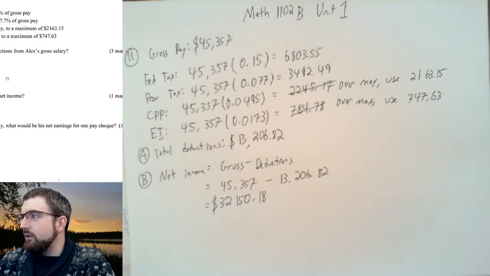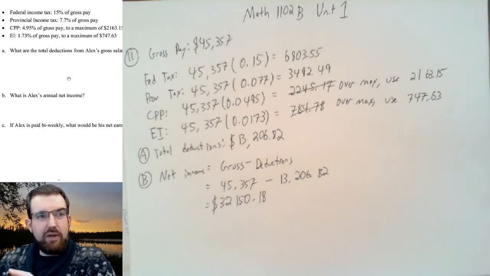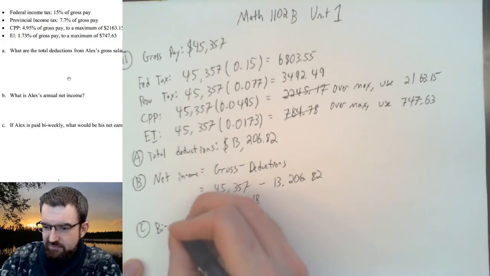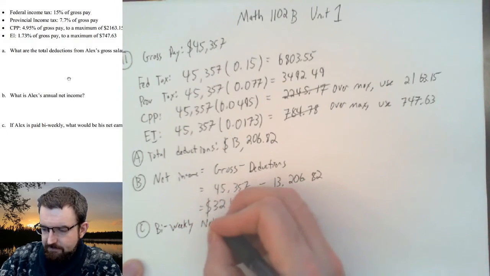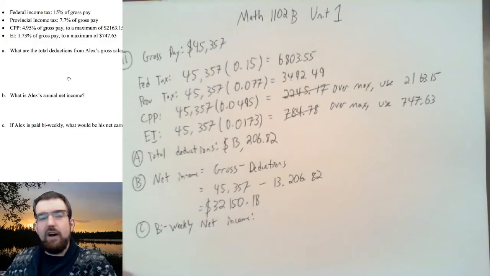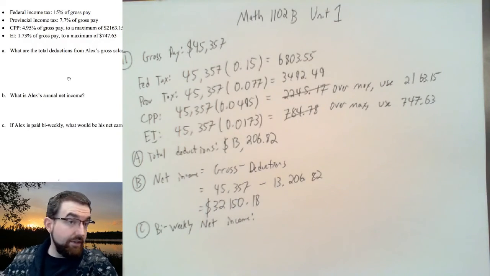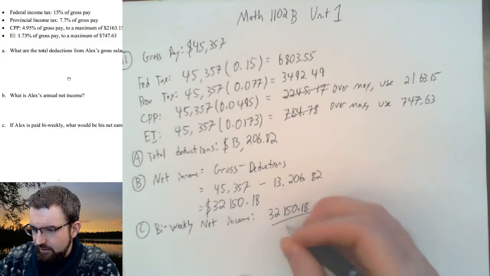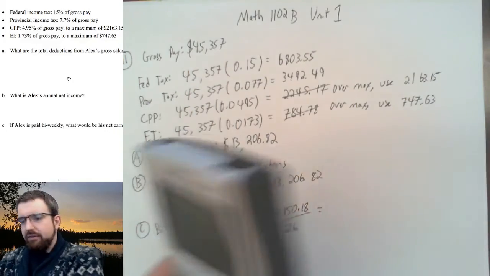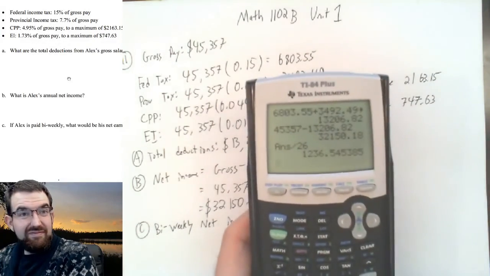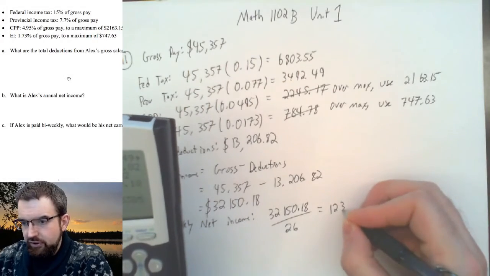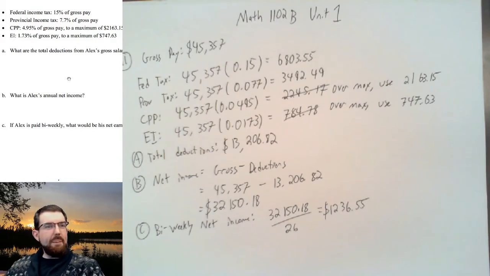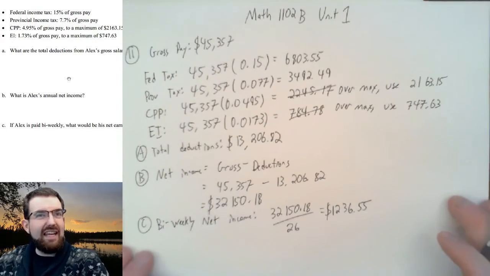If he was paid biweekly, what would earnings be for one paycheck? Okay, so then his biweekly pay, remember, biweekly means divide by 26 because there are 52 weeks in a year, right? So that's going to be 32,150.18 divided by 26, and that's going to give us 1236.55. There it is. That's his biweekly net income.